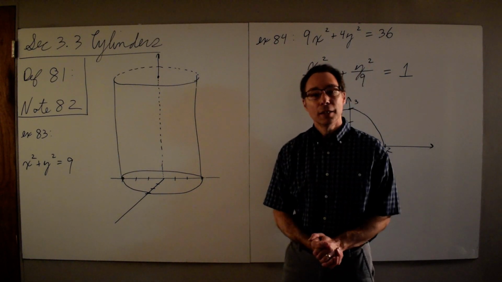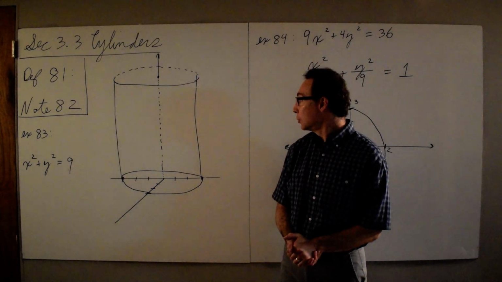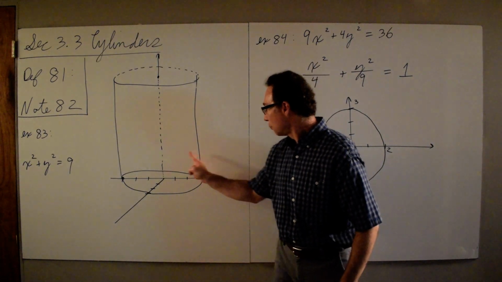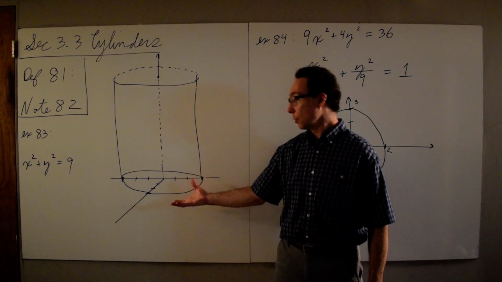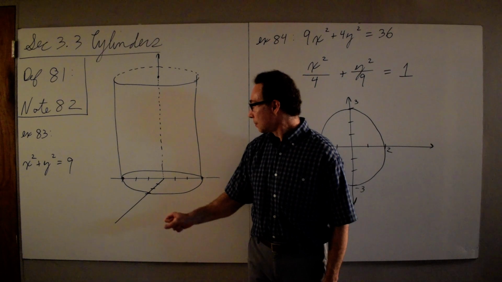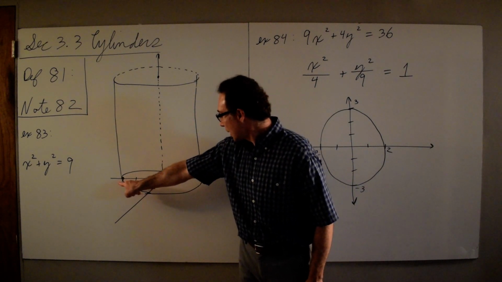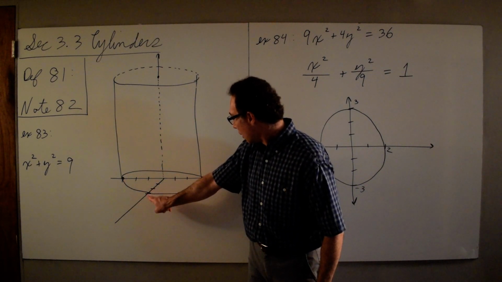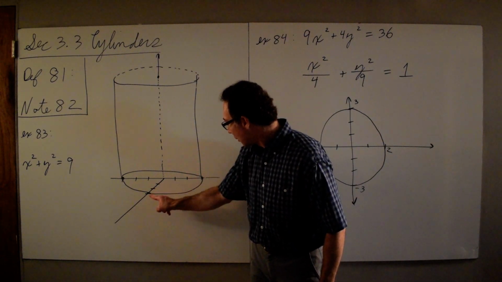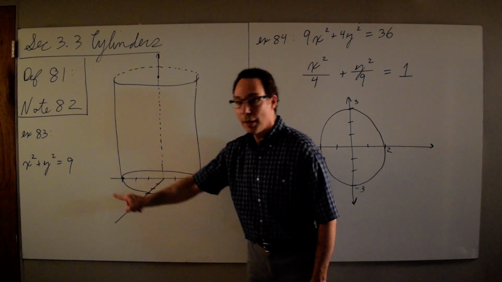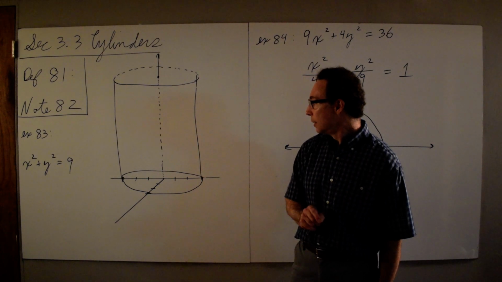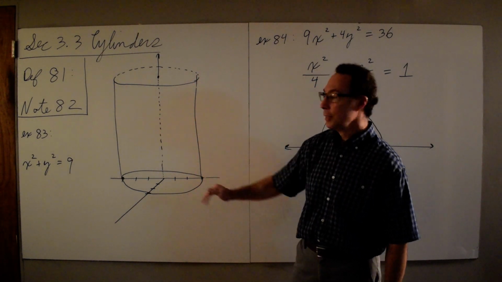It goes infinitely in both directions. It's bounded from side to side, though, by the circle. So x has to be between negative 3 back here and 3, and then y is between negative 3 and 3. But there's no limit on the z.